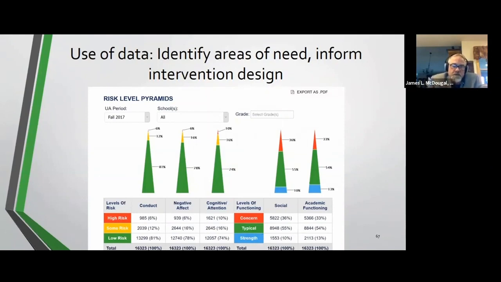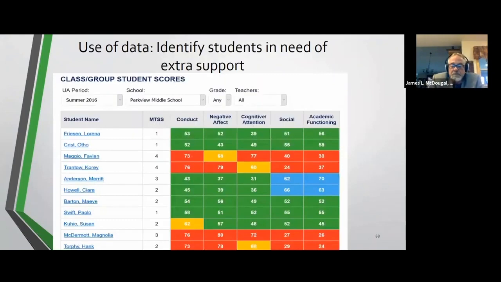And we want to reduce the kids in the red level for social functioning from 36% down to 20% by Christmas. Same thing in academics. And then we could do another screening, another winter screening to see the extent to which those levels actually decreased. So one use of tier one data is to inform your programming. Another use of tier one data is to identify kids in need of extra support.